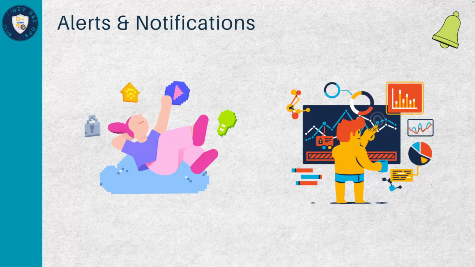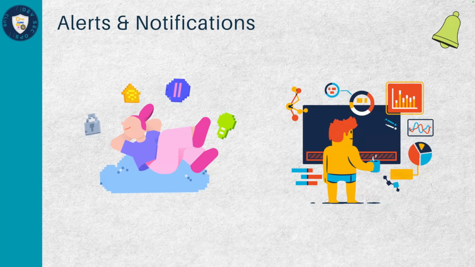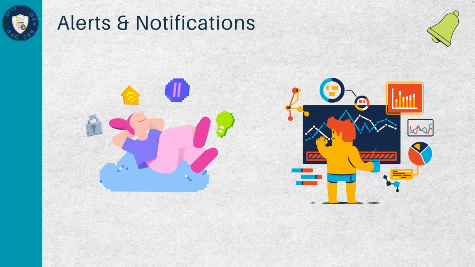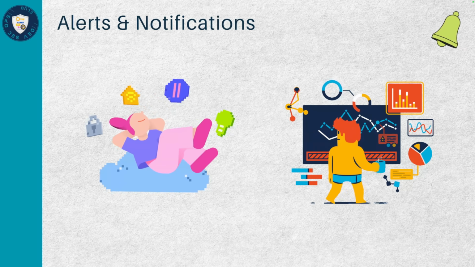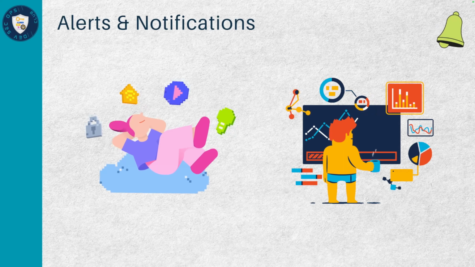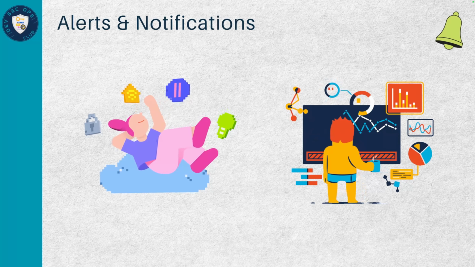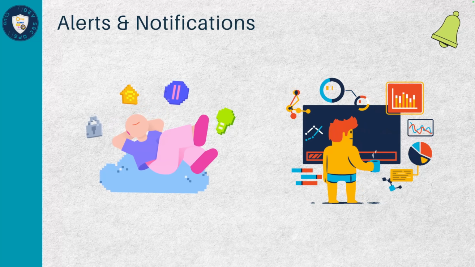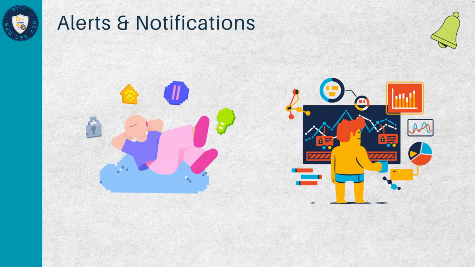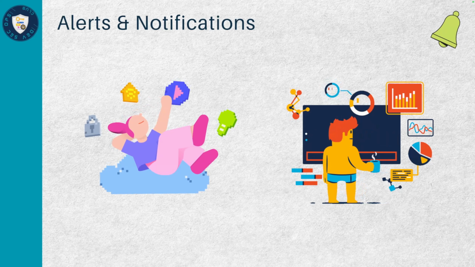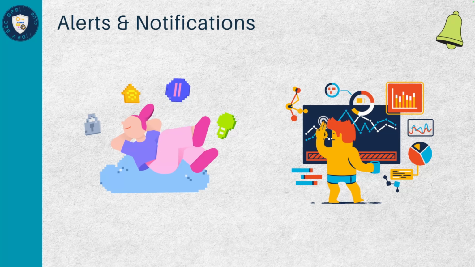So monitoring isn't just about collecting and visualizing data. It's about taking action when something goes wrong. If a system failure happens in the middle of the night without alerts and notifications, IT teams wouldn't know until a user reports an issue or operations come to a halt. That's why alerts and notifications are critical in proactive monitoring.